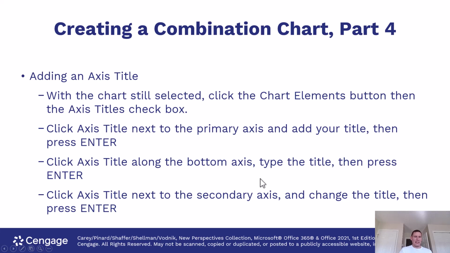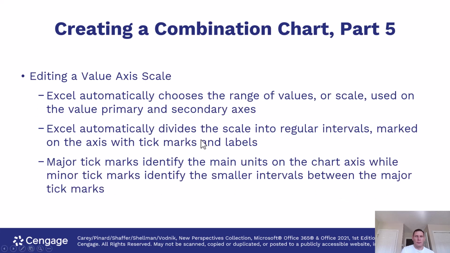All right, so adding an axis title. With the chart still selected, click the Chart Elements button, then just click the Axis Titles checkbox. It's going to be further down below. Click the axis title next to the primary axis and add your title, then press Enter. Click the axis title along the bottom axis, type the title, then press Enter. Click the axis title next to the secondary axis. You just change the title and then just press Enter again, and it will take care of it.